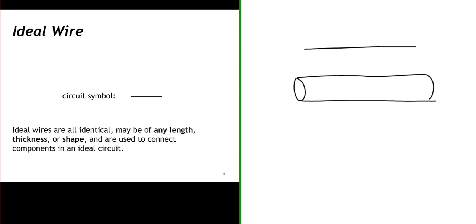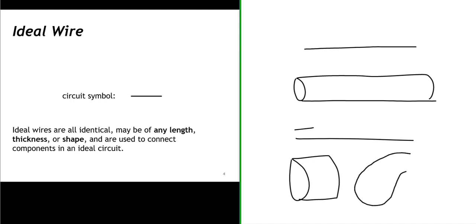Now, the thing about ideal wires is we could consider that they're all identical. And what do we mean by that? Well, it means that an ideal wire can be of any length. The length of an ideal wire doesn't matter because it doesn't change its properties. An ideal wire can be of any thickness without changing its fundamental properties. An ideal wire can be in any shape without changing its fundamental properties.